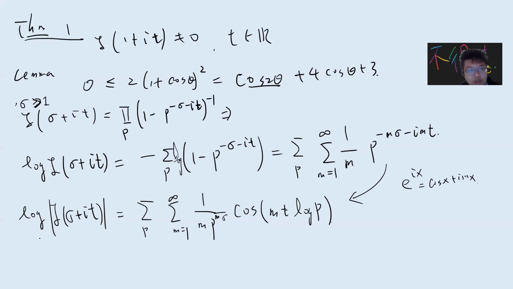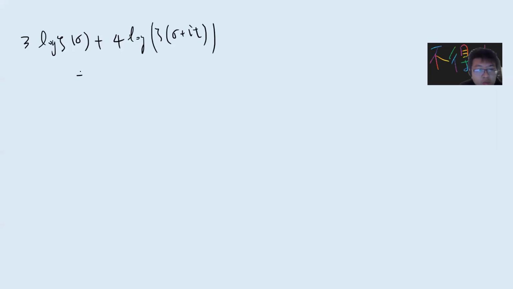Hopefully it's not difficult. And once you've done this, let's remember this. Then let's consider 3 log zeta of sigma plus 4 times log zeta of sigma plus it plus log zeta of sigma plus 2it, taking the absolute value. Sorry, this is all the zeta function.